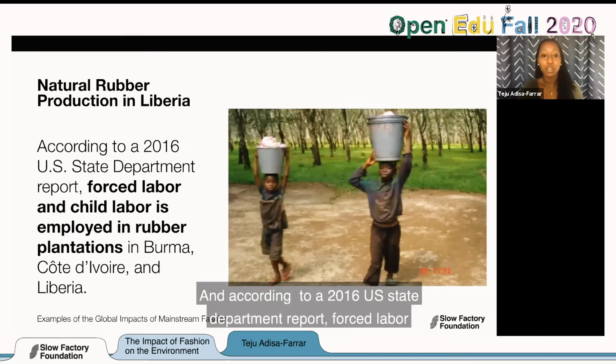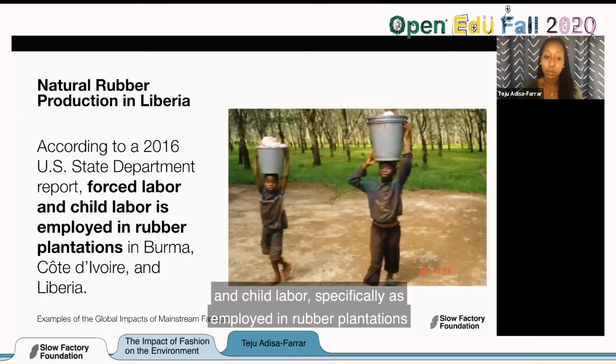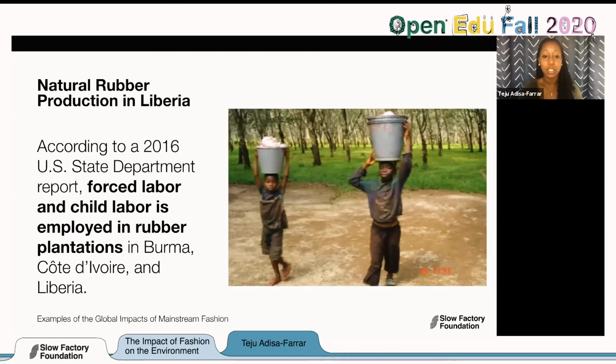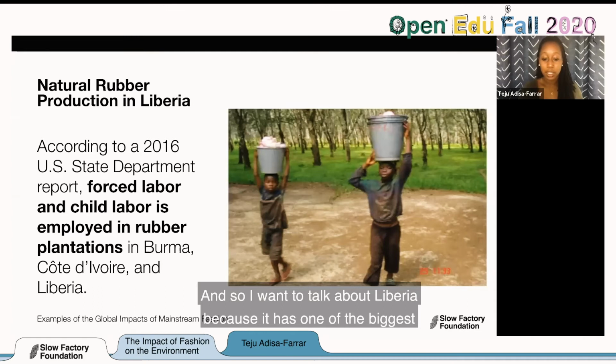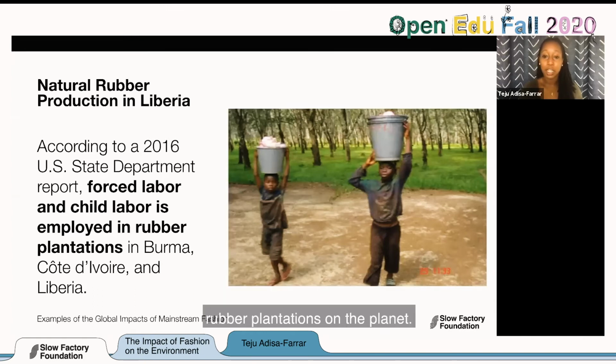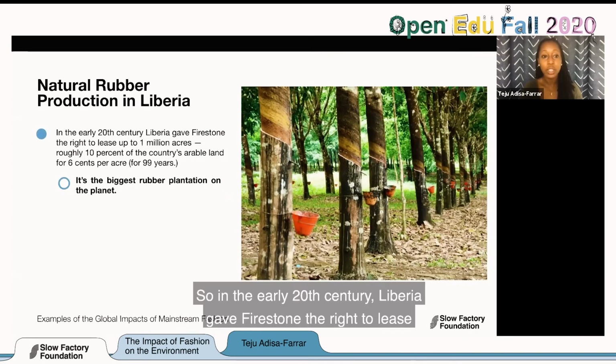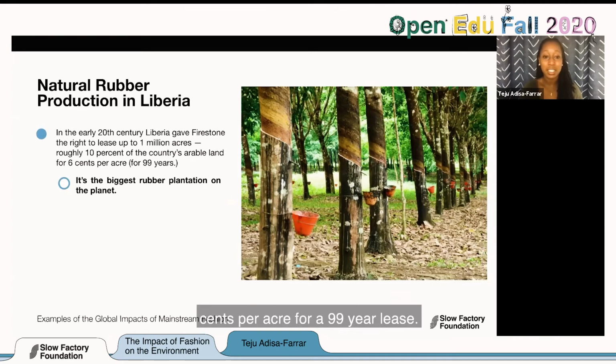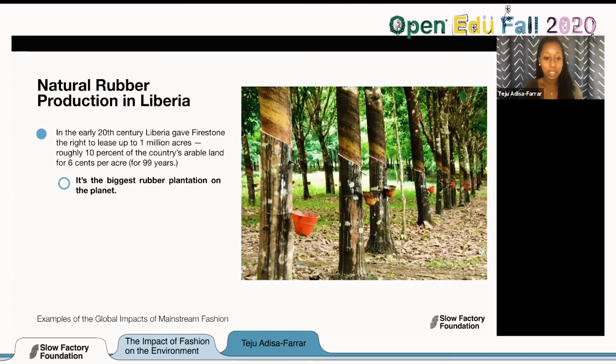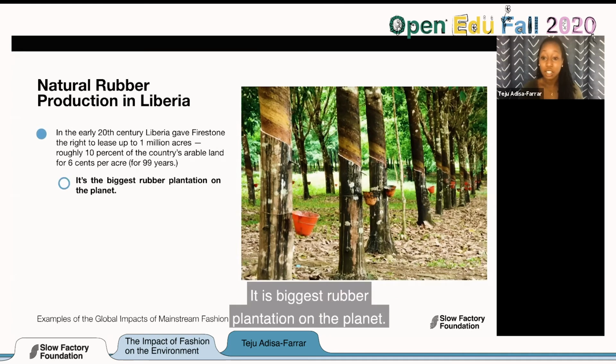According to a 2016 US State Department report, forced labor and child labor specifically is employed in rubber plantations in Burma, Cote d'Ivoire, and Liberia. I want to talk about Liberia because it has one of the biggest rubber plantations on the planet. In the early 20th century, Liberia gave Firestone the right to lease up to 1 million acres, roughly 10% of the country's arable land, for 6 cents per acre for a 99-year lease. It is the biggest rubber plantation on the planet. This is a huge plantation.